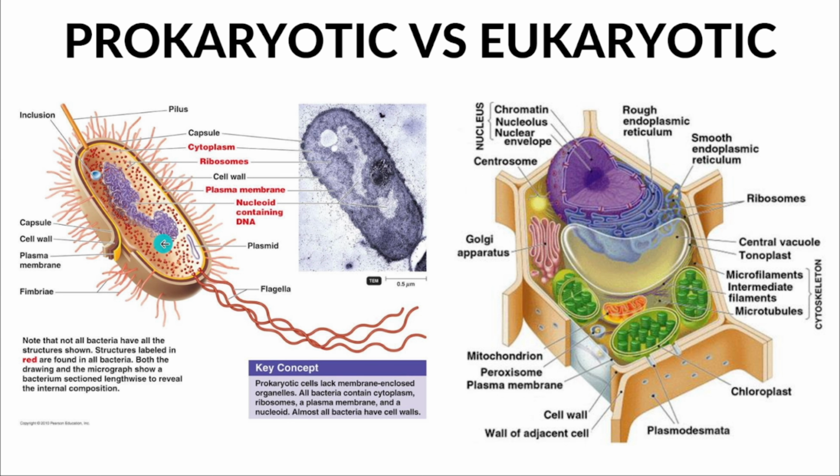Another major difference is that prokaryotic cells contain a capsule, which eukaryotic cells do not have. The capsule is the outermost layer, a jelly-like layer made up of extracellular matrix, which protects the bacteria. Eukaryotic cells do not have this kind of structure. And another one you can see is the cell wall.